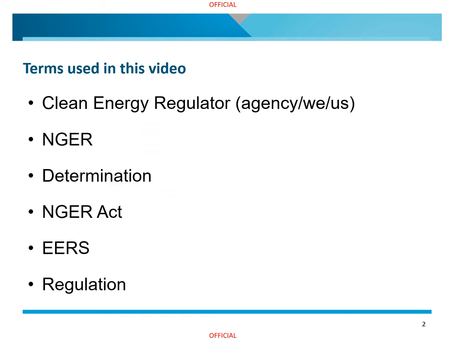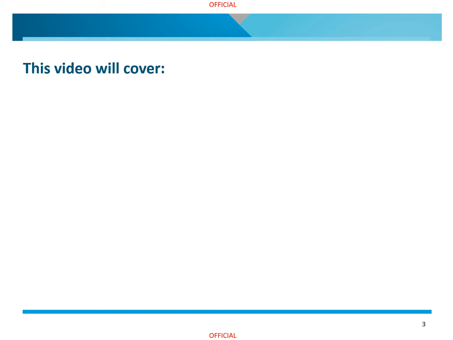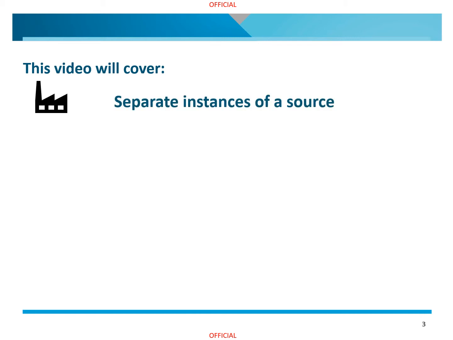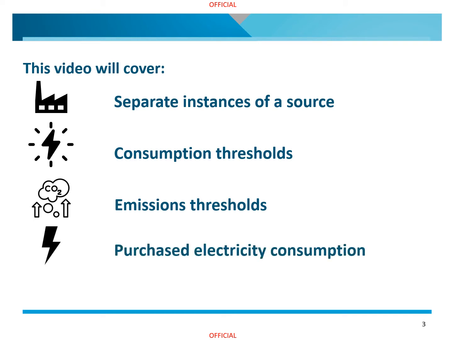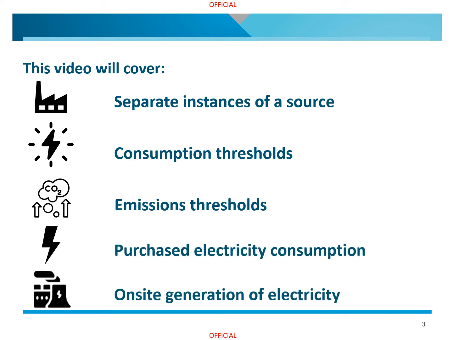There is a range of terms used in this video that have a specific meaning, including Clean Energy Regulator, NGER, Determination, NGER Act, EARS, and Regulation. To learn what each of these means, please refer to the video Introduction to the Clean Energy Regulator and NGER from the NGER training video series available by following the links at the end of this video. This video will cover 5 topics relating to emissions and energy reporting thresholds, including separate instances of a source, consumption thresholds, emissions thresholds, purchased electricity consumption, and on-site generation of electricity.